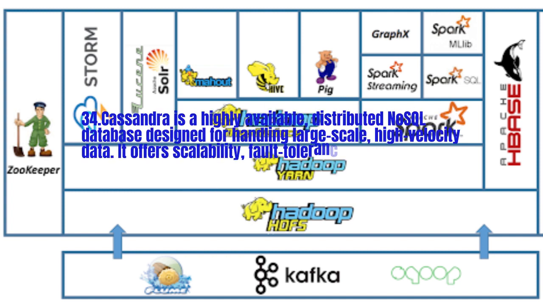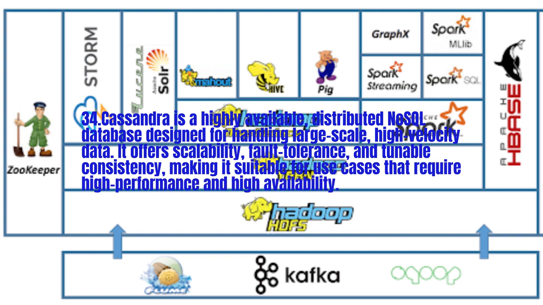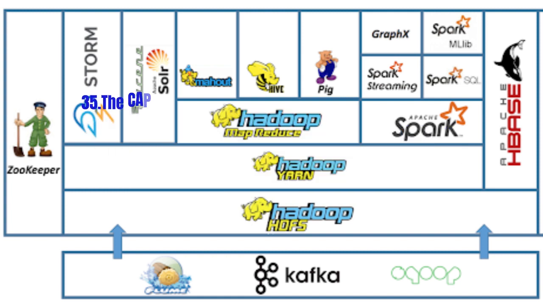Cassandra is a highly available distributed NoSQL database designed for handling large-scale, high-velocity data. It offers scalability, fault tolerance, and tunable consistency, making it suitable for use cases that require high performance and high availability. Then we have another theorem.